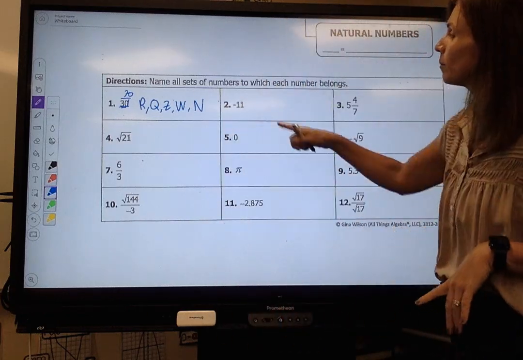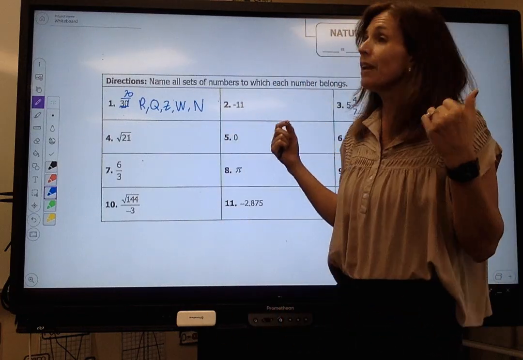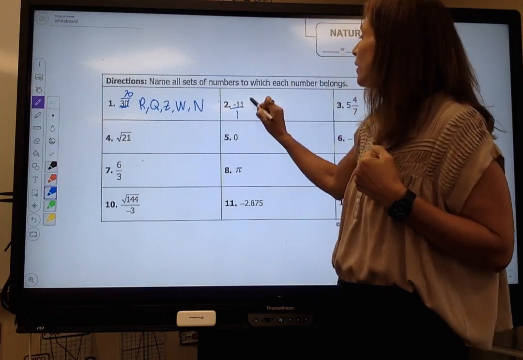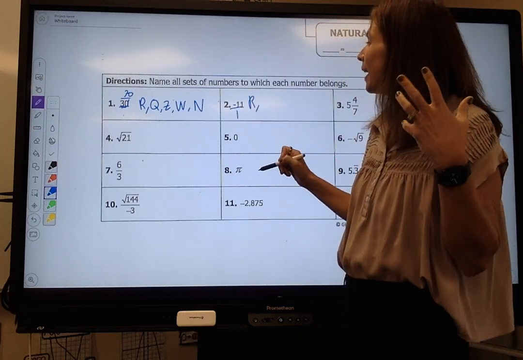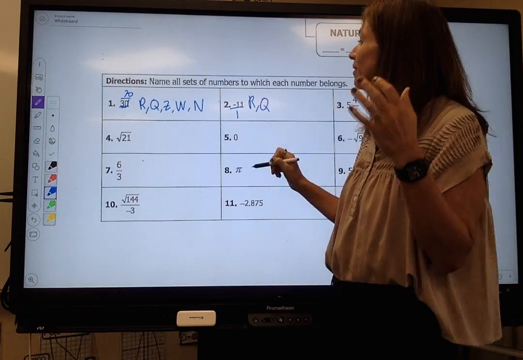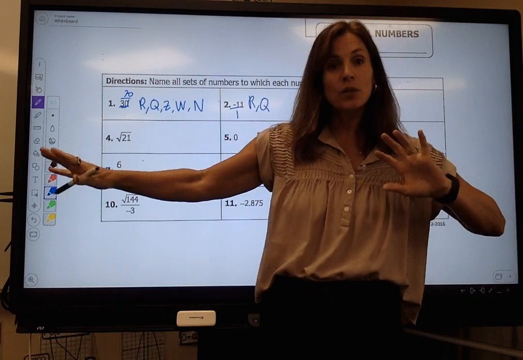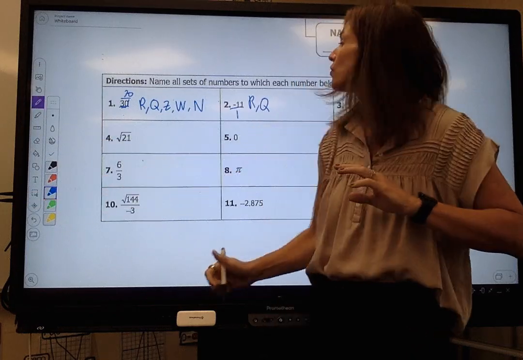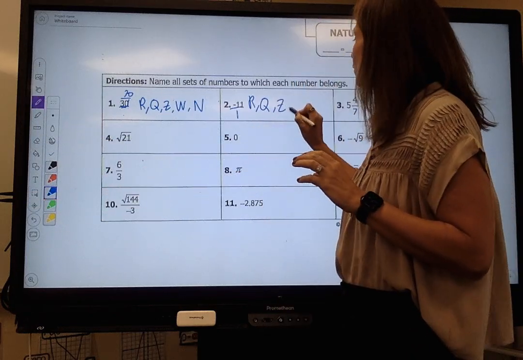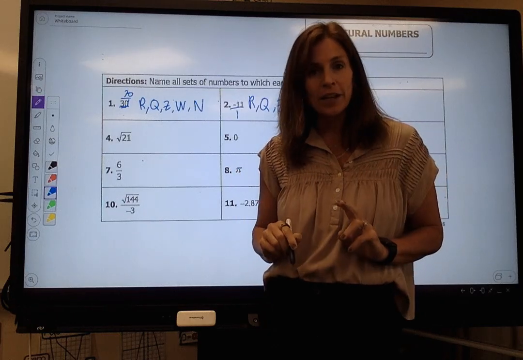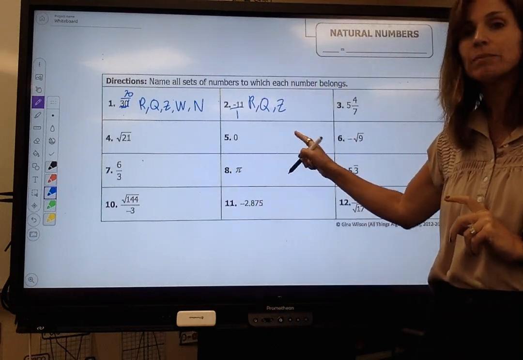Let's jump over to number 2. Can I make it fit the form a over b? Yeah, I can put it over 1. So I know it's real. I know it is rational because I forced it to fit the form a over b. It's negative, so it includes those negative integers. So I know it's an integer. But it's not whole, and it's definitely not natural. So it stops here, okay?